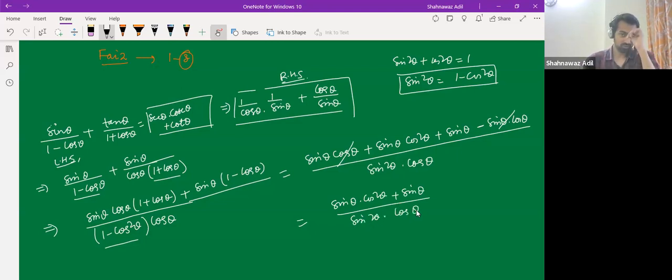So what should we do? We have to reach here. This is our RHS, right? We have got this simplified, but we have to reach here. What should we do, guys? Yes, Shaima, Rizwan, Ashid, Amar, what should we do?